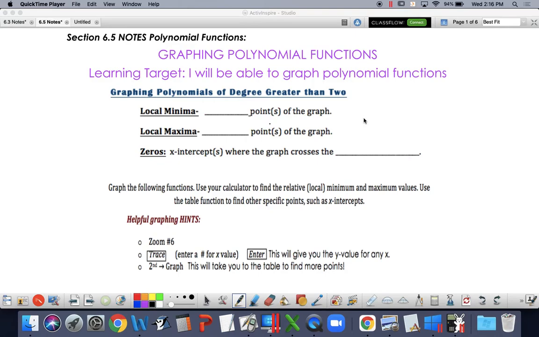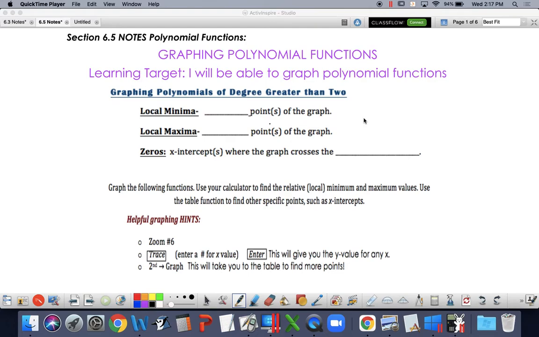So 6.5 is all about graphing polynomials. So that is our learning target today. Can we graph polynomial functions? You will have your calculator on the test. So today is really all about making sure we know how to use the calculator.